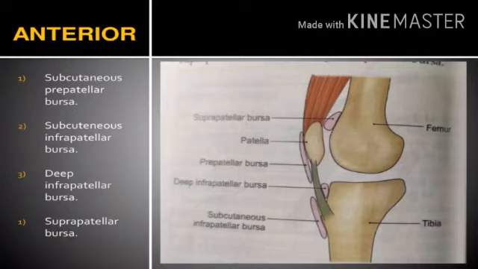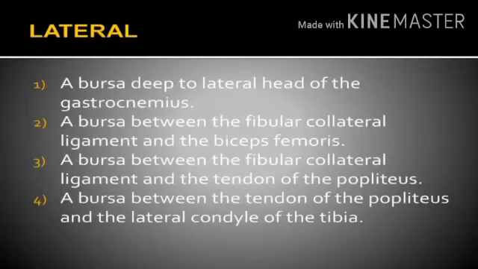Anteriorly, these are the subcutaneous prepatellar bursa. Prepatellar bursa, as the name says, is the bursa present over the patella bone. If it is present over the patella bone, then obviously it is subcutaneous. Second one is the infrapatellar bursa. There are two infrapatellar bursae. These are deep and subcutaneous. Suprapatellar bursa is a bursa that goes upward from the patella to the femur side.